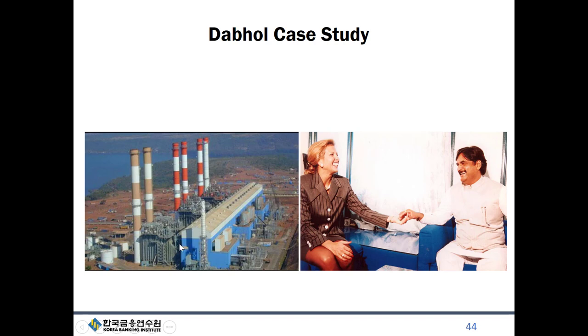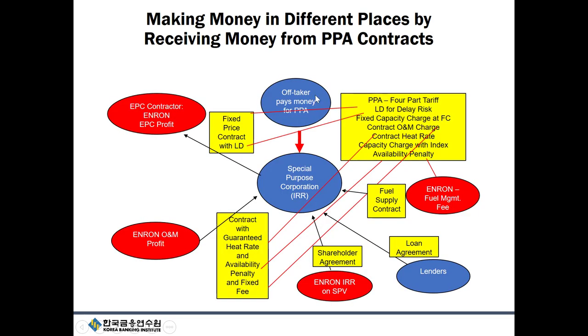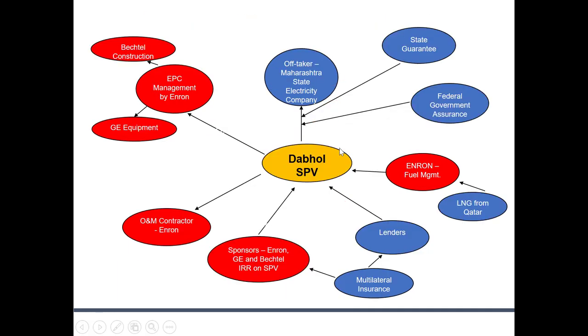There's this Dabhol plant, and here it had the perfect structure. It had all these things, and Enron was part of the contractor. Enron was the O&M. Enron did the fuel management. Enron got an IRR. You can't figure out how much Enron was getting unless you look at all this. And these contractors are so good. Here's another example, really. I tried to put in red where Enron really was. The key thing, they weren't here. They weren't paying the money.